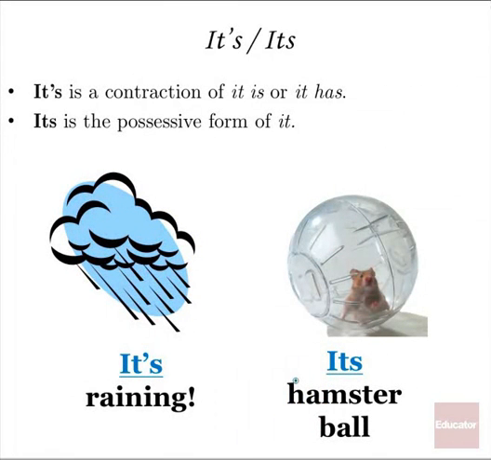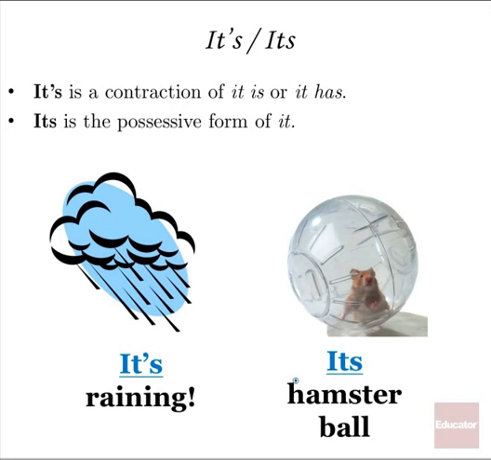All right, it's versus its. Please, please, please remember this one. It's, I-T apostrophe S, is a contraction of it is or it has. It's always a contraction, never anything else. ITS, without the apostrophe, is the possessive form of it.